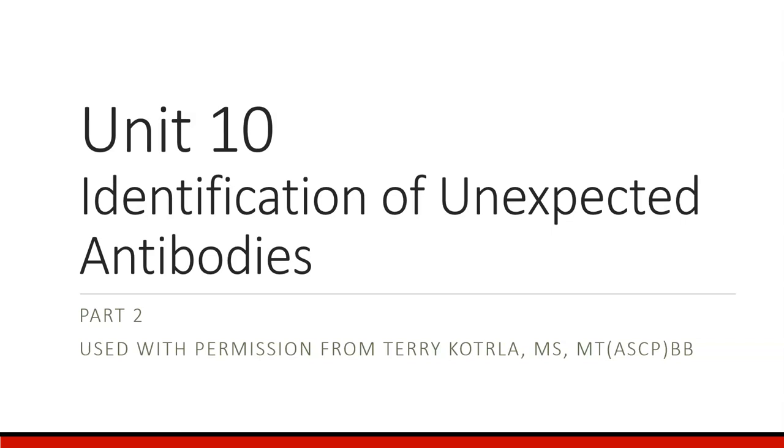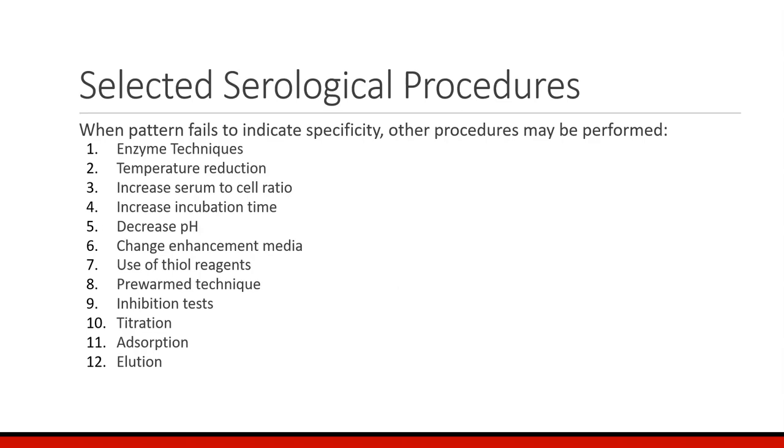We're continuing on with Unit 10, Part 2. In this section, we're going to discuss selected serological procedures that can be used to assist in antibody identification. I call these the other tools in our toolkit in the transfusion service. So when a pattern fails to indicate a specificity, we can utilize a number of other procedures. And you need to memorize and know the minimal information about each of the following that we're going to discuss.